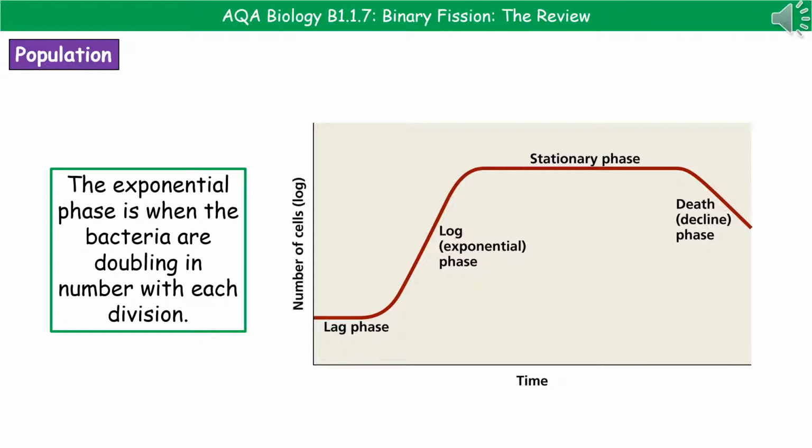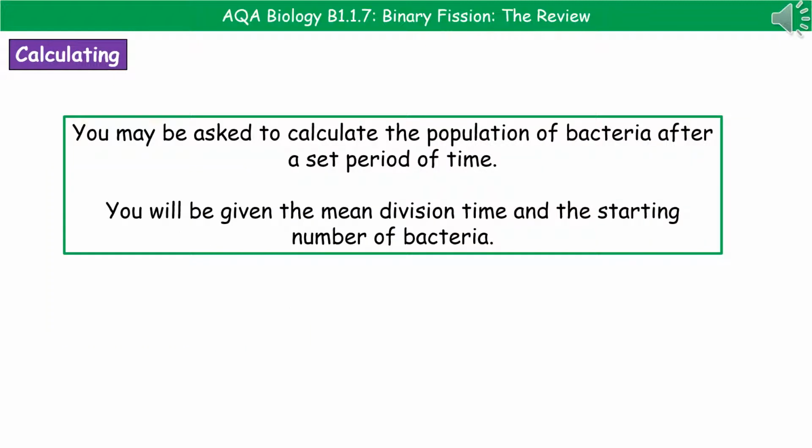The key bit to know about is this bit called the exponential phase on the left. This is where the bacteria are doubling in number with each division, which remember could be every 20 minutes. So you can see how the population increases really rapidly then. The other bit you should be aware of is on the far right, that death phase, which is where the conditions have become unfavourable, so the number of cells is then decreasing.